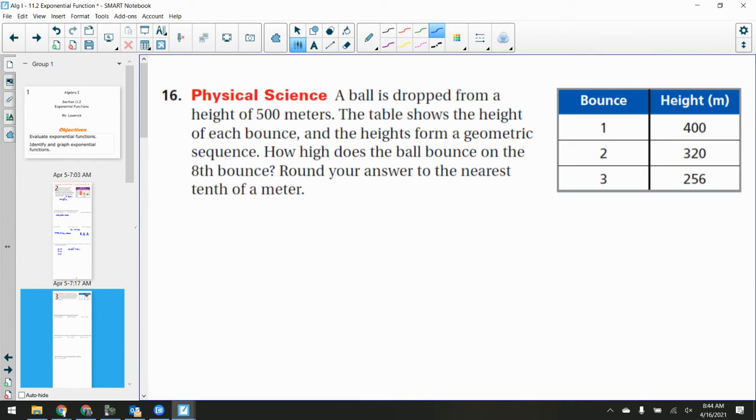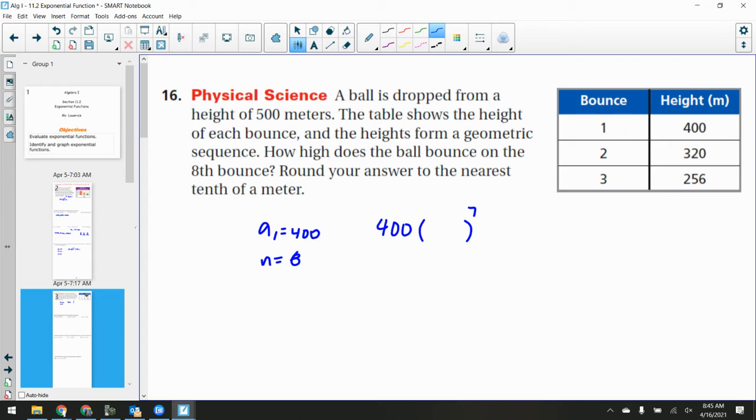Let's take a look at the next word problem that we got. This number 16 here. Ball is dropped from a height of 500 meters. The table shows the height of each bounce, and the heights form a geometric sequence. How high does the ball bounce on the 8th bounce? So my A sub 1 is 400. My N that I'm looking for is 8. So I know I'm going to have 400 times whatever my R value is to the 7th power. I just have to figure out what my R value is.